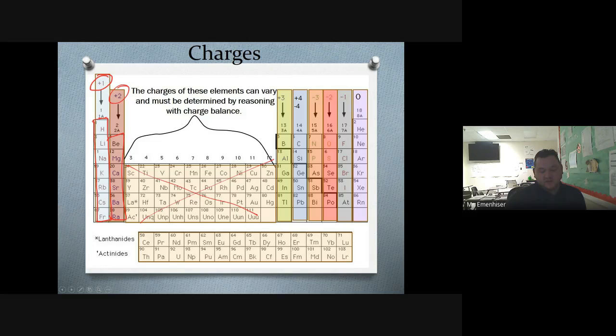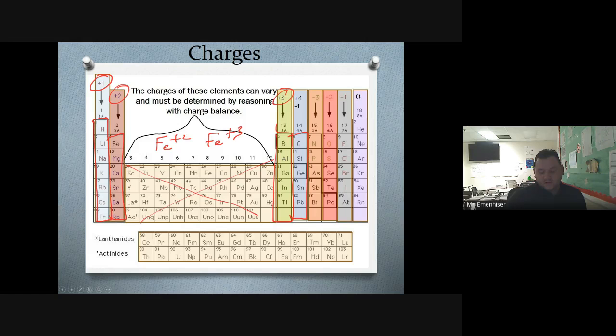The charges of these elements can vary. It's not always just one charge. It could be many charges. And we must determine the charges of these elements by reasoning and charge balance. So we'll talk about that. For example, iron could be a +2, or it could be a +3. That's what I mean by the charges vary. You have to determine what the charge is of that metal based on charge balance, okay? And we'll do that.